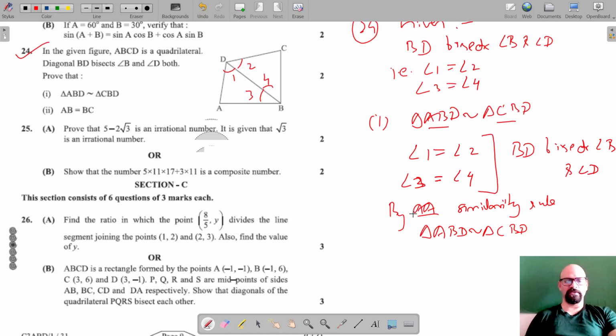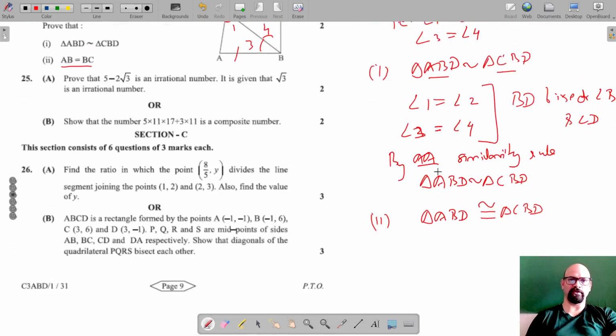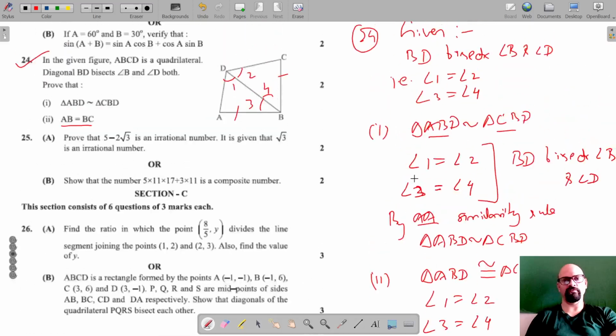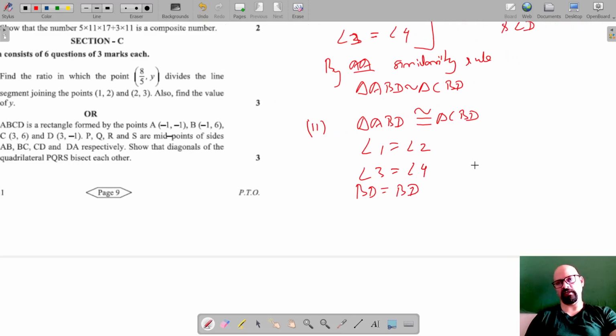And if these triangles are similar, now for the second part, we have to prove that AB is equal to BC. Now these triangles are similar. Also, these triangles are congruent. So triangle ABD is also congruent to triangle CBD because these corresponding angles are equal. Angle 1 is equal to angle 2, angle 3 is equal to angle 4, and BD is equal to BD, common. So they are congruent by ASA.